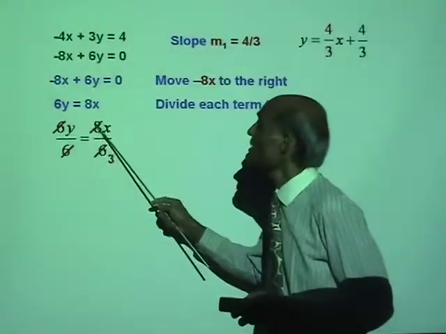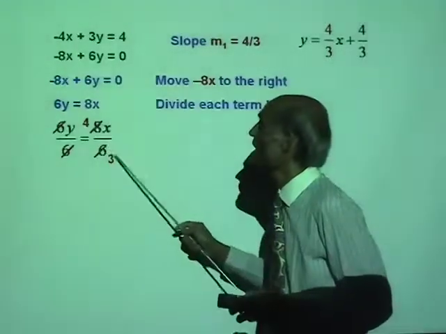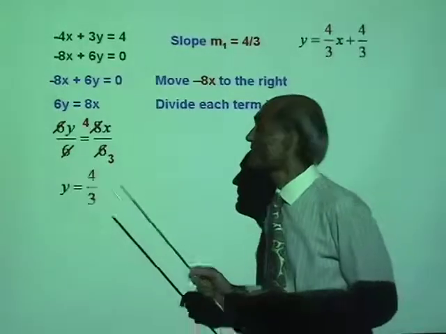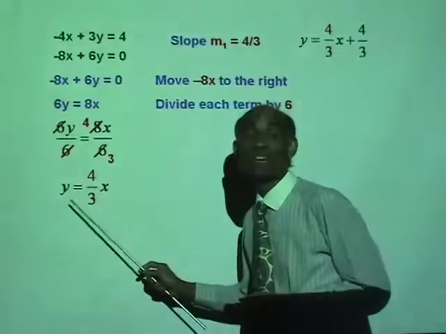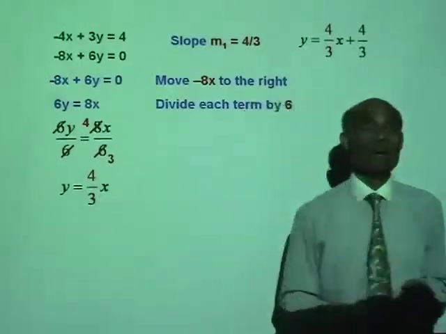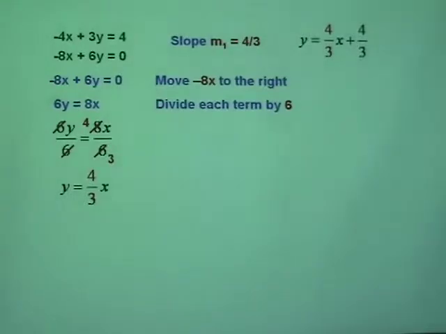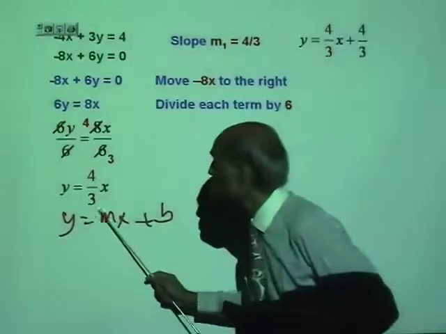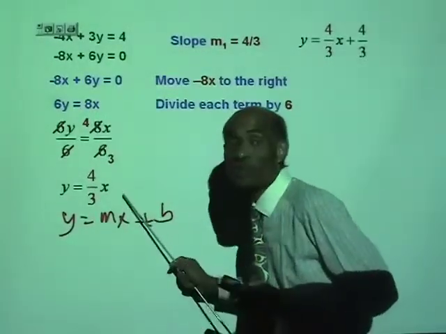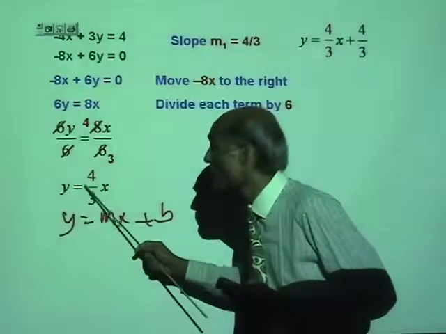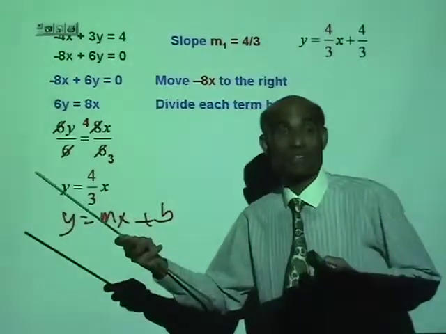And you see 8 divided by 6 is the same as 4/3. Therefore, y equal to 4/3x is this equation. Now, if you compare it with the equation y equal to mx plus b, what does it tell you? It tells you the slope of this is 4/3 and b equal to 0. It means the graph of this will pass through the origin.